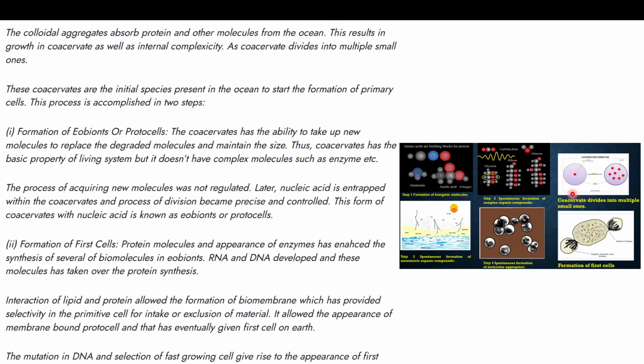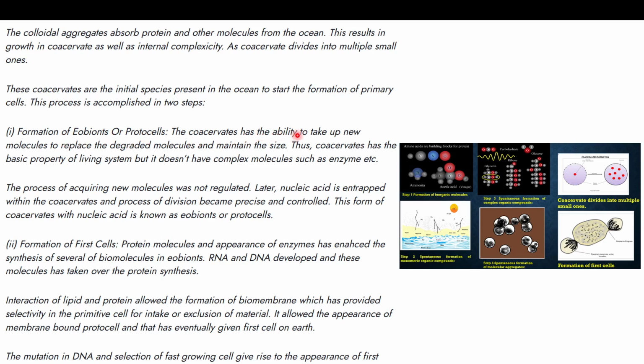Next, if we talk about coacervates, these colloidal aggregates absorb proteins and other molecules from the ocean. This eventually results in the growth of these coacervates as well as internal complexity, and eventually the coacervate can divide into multiple smaller cells. Again, these coacervates are the initial species present in the ocean, which eventually form the primary cells. This process is accomplished in two steps. One is the formation of eobionts or protocells.